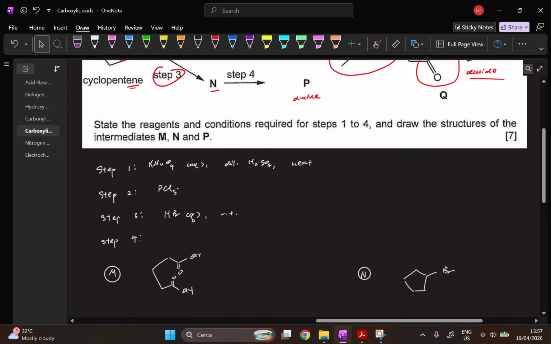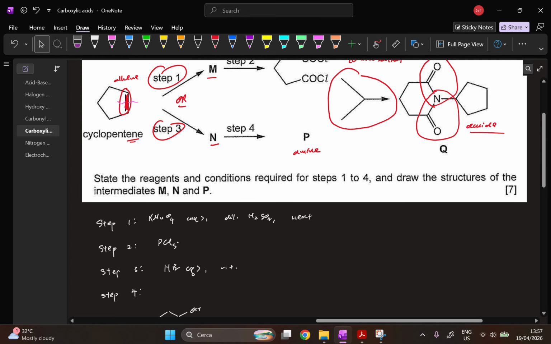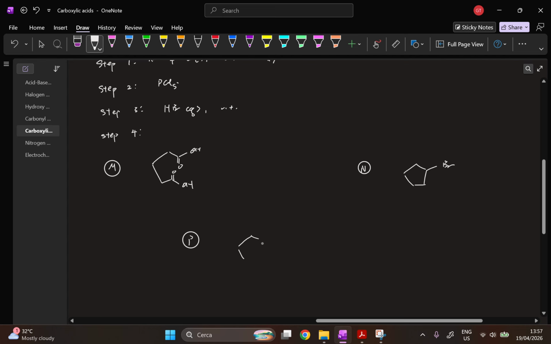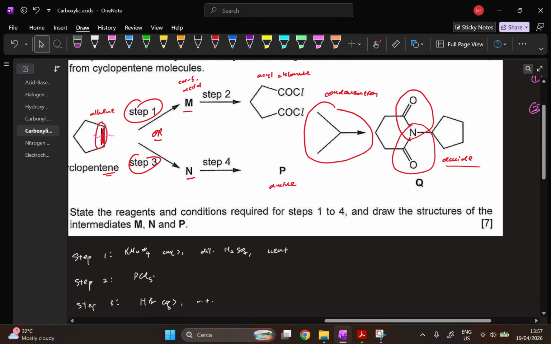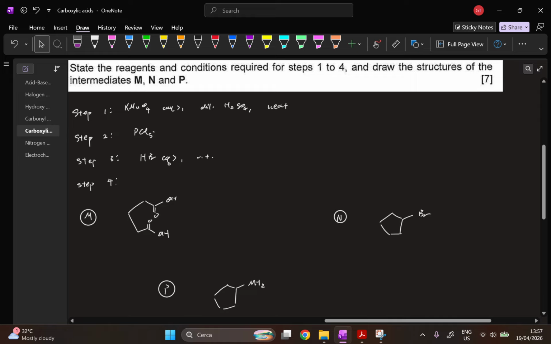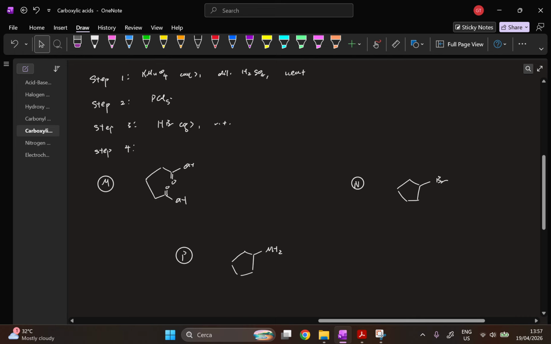Actually, you don't need to write the room temperature also. If you don't write heat or warm, it's implied that it's room temperature, but it's just good practice to include it. And lastly, step 4, I want to go from this to an amine. Because I need to get this P, then only this thing can undergo condensation with my acyl chloride to form an amide. So this is nucleophilic substitution. How do I perform nucleophilic substitution of a halogenoalkane to form an amine? NH3 in ethanol and heat.